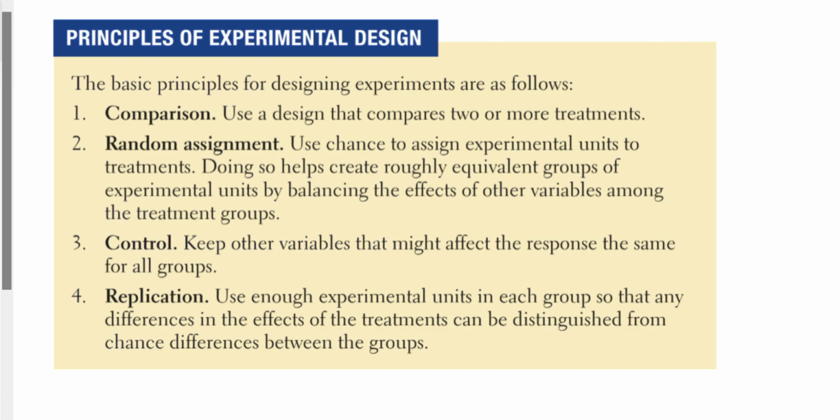There needs to be random assignment. This is important. That word random keeps coming up. And we'll talk more about that in a second, but use some sort of chance to assign experimental units to the different treatments. Doing so helps create roughly equivalent groups, potentially, by balancing the effects of other variables among the treatment groups. So even if there's other things that might influence it, we have a good spread in each group. Control. So we want to try to keep other variables that might affect the response the same for all groups, and random assignment also helps that.